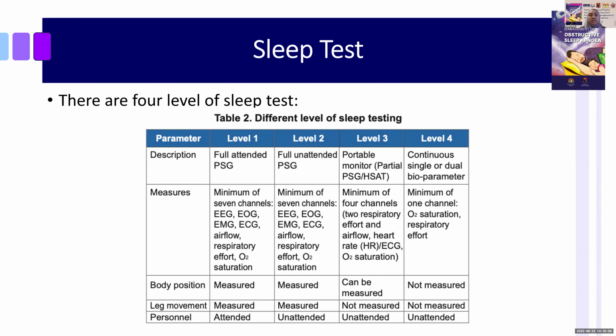There are a minimum of 4 channels in this level 3 study: 2 respiratory effort and airflow, heart rate, and also oxygen saturation. Body position may or may not be measured. Leg movement is not measured, and this study is unattended. Level 4 sleep study is a continuous single or dual bioparameter with only a minimum of 1 channel, such as oxygen saturation and respiratory effort. In level 4 sleep study, body position and leg movement are not measured as well, and it is unattended.